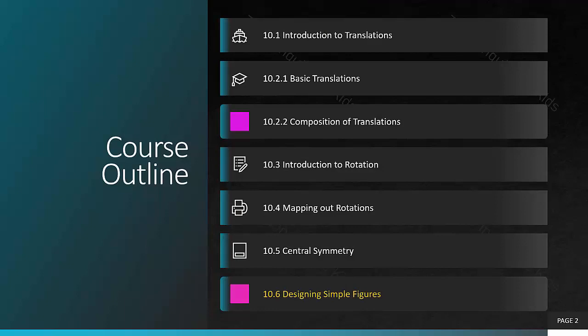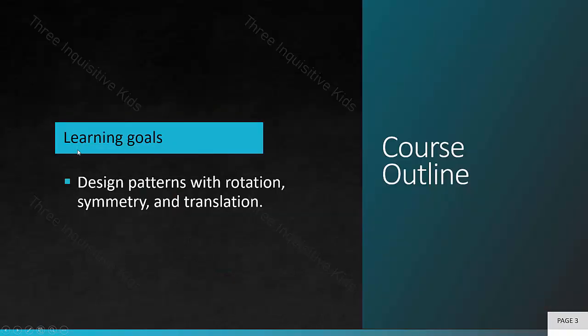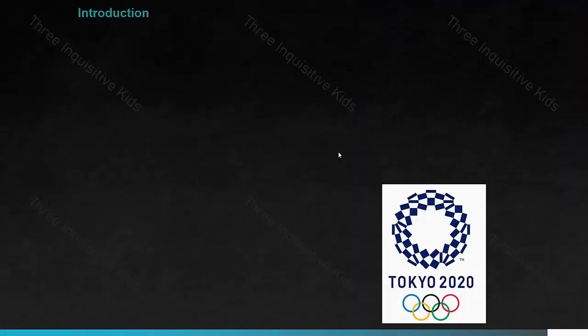As you can see, this is our last lesson. In this chapter, we talked all about translations, rotations, and a little bit of reflections. Our learning goal today is to design patterns with rotation, symmetry, and translation.